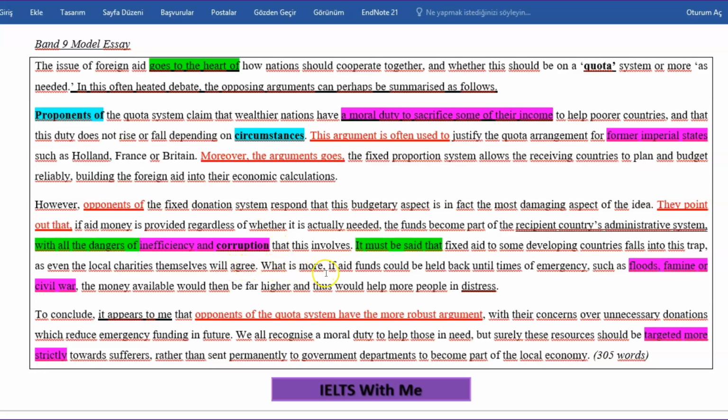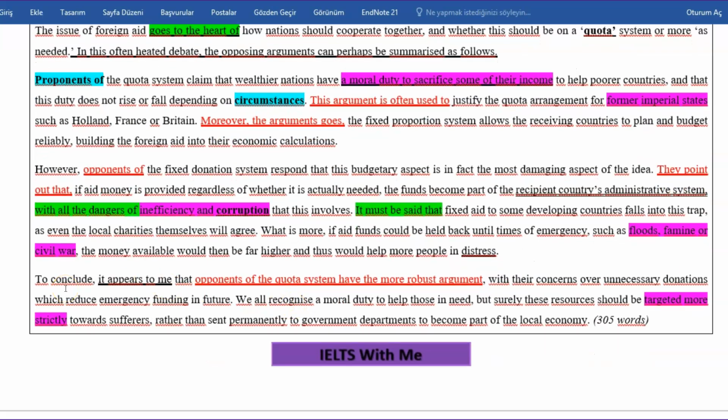What is more, if aid funds could be held back until times of emergency, such as floods, famine, civil war, or political instability, the money available would then be far higher and thus would help more people in distress.